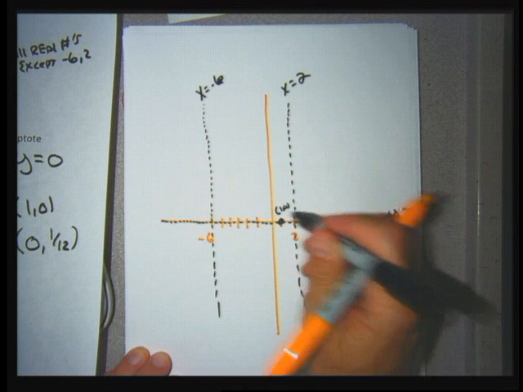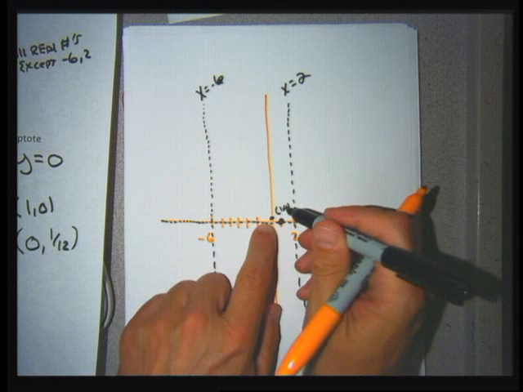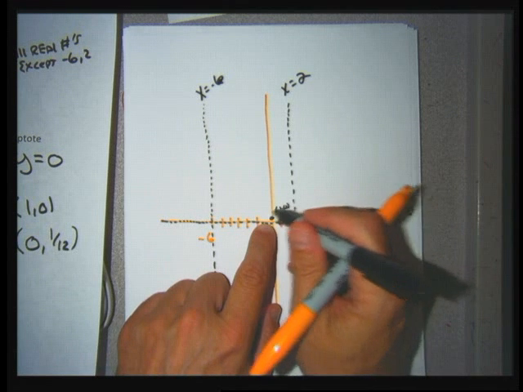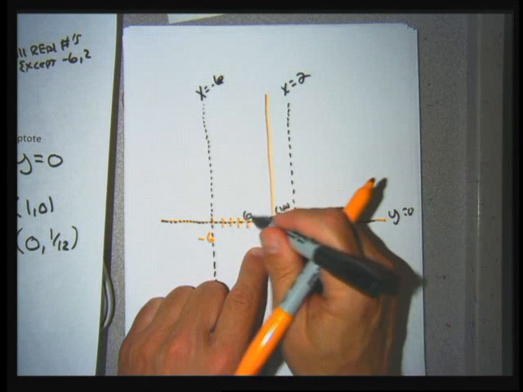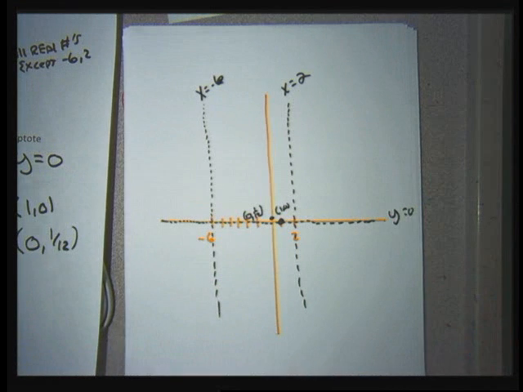And then 0, 1/12 is going to be so close to the origin that you won't be able to really distinguish it from the origin. But that's the point 0, 1/12. Those are all the features that I need to mark on my graph.